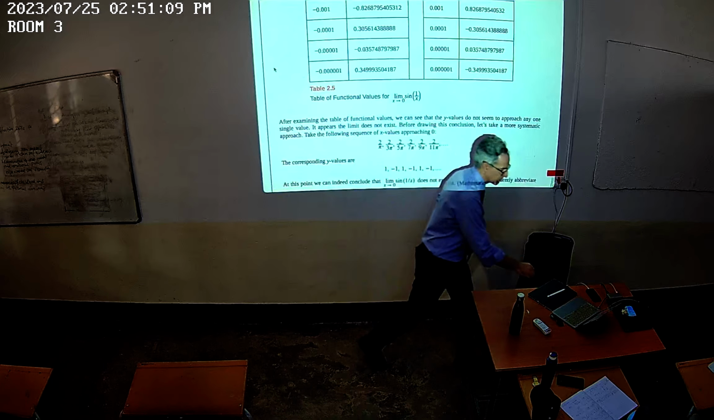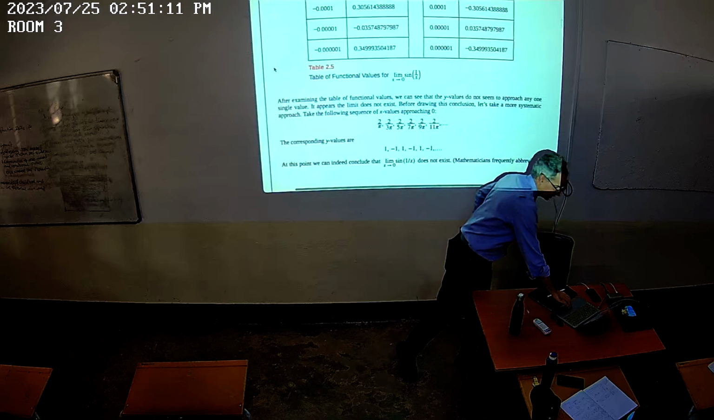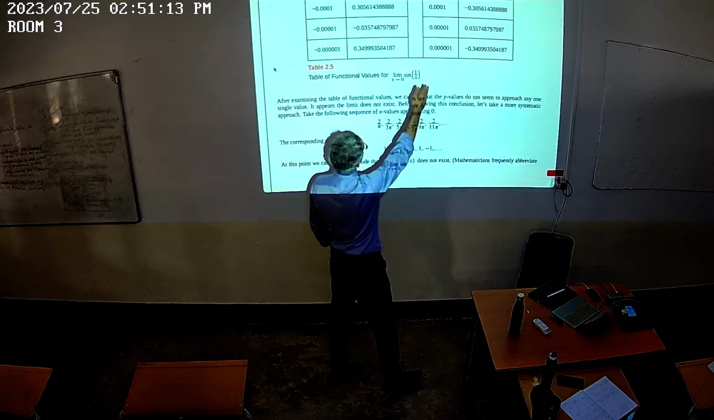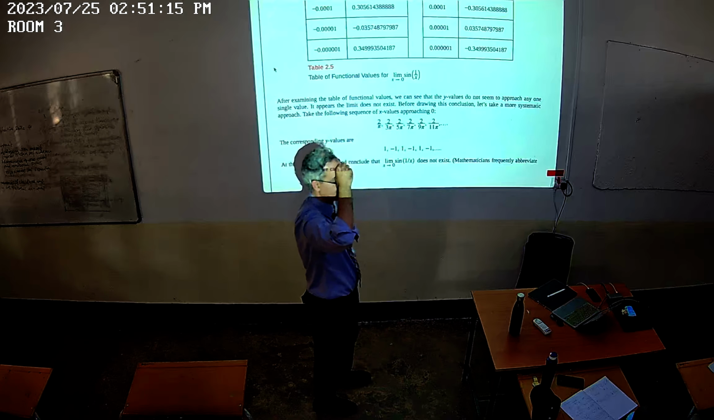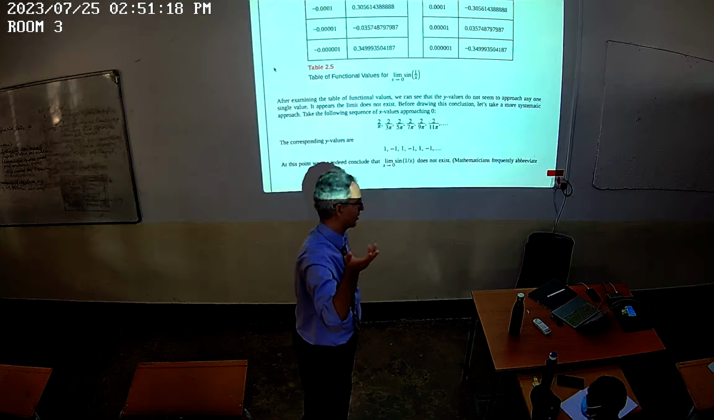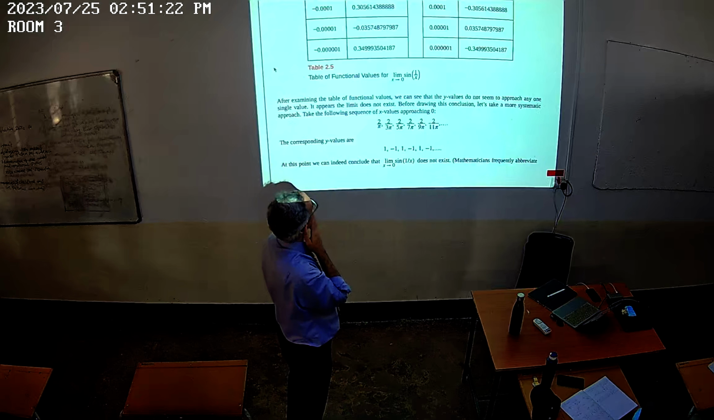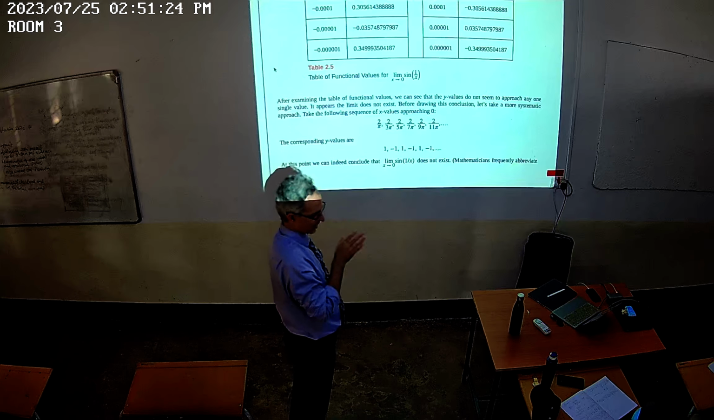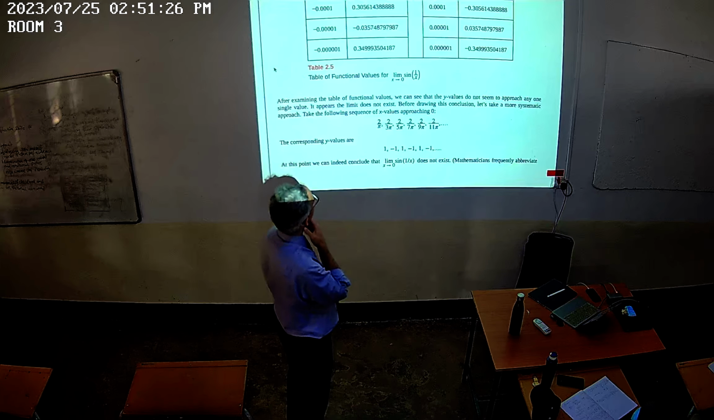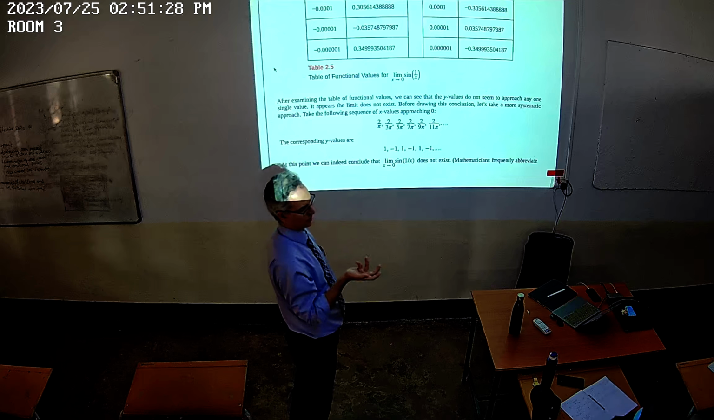So we say, well, these values are not approaching anything, so it looks like there's no limit. It seems there's no limit. But before we can say that for sure, maybe we can find an even better argument to show why there is no limit.